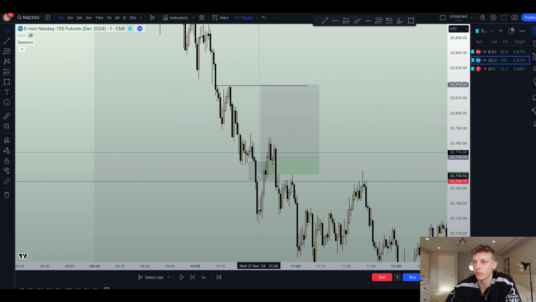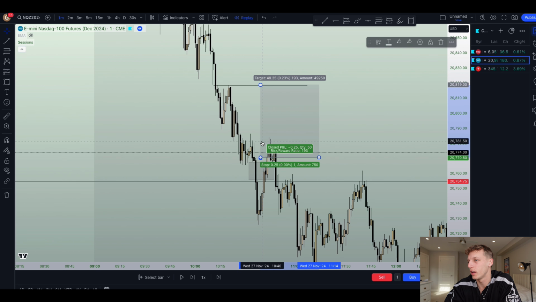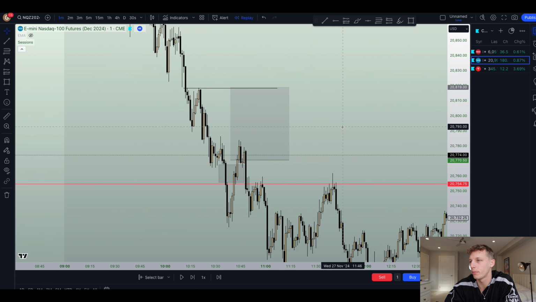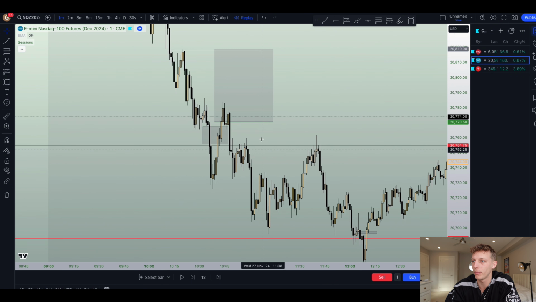I was up 14 points. That's quite a bit for me, as my average winner is probably 20, 25 points. So at that stage, I'm okay to put my stop to break even. As soon as we're up here, I slap my stop to break even, and as you can see, price reverses, stops me out at break even, and we keep dropping.